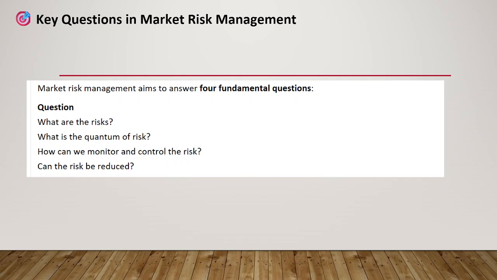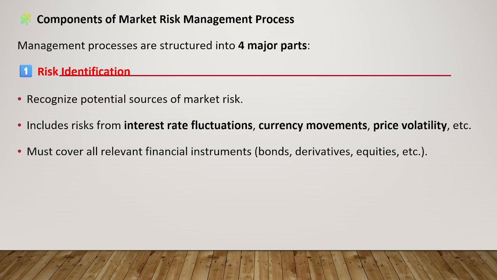How do we identify market risks? The first step is risk identification. We need to recognize potential sources of market risk. These can come from various directions: interest rate fluctuations, foreign currency movements, changes in stock prices, and commodity price volatility. Institutions must identify risks across all financial instruments they deal with: bonds, equities, derivatives, and more. Without proper identification, no further action can be meaningful.